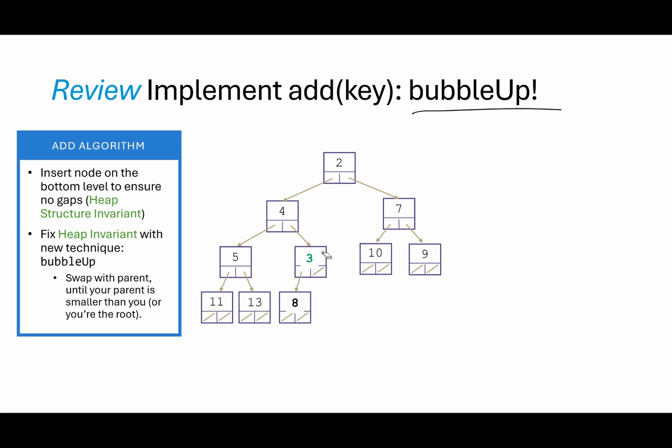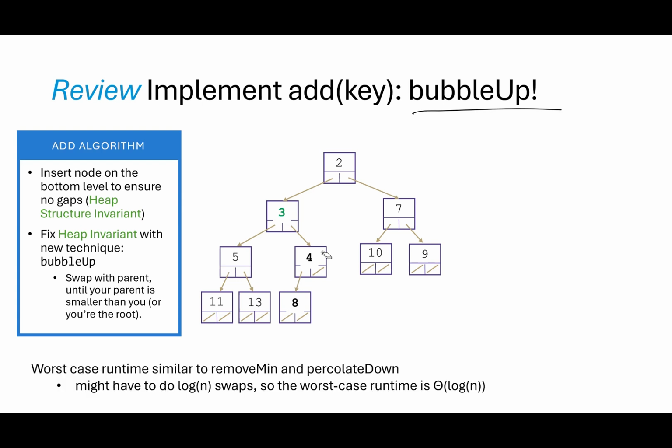So 3 is swapped with 8. Now there is still a problem. You see, 3 is smaller than its parent 4. That cannot be true, so I swap it again. This time it's fine. So I keep on swapping up until I am smaller than my parent.